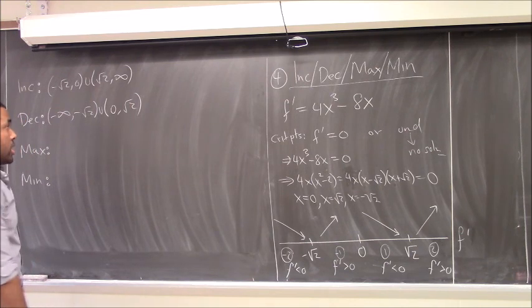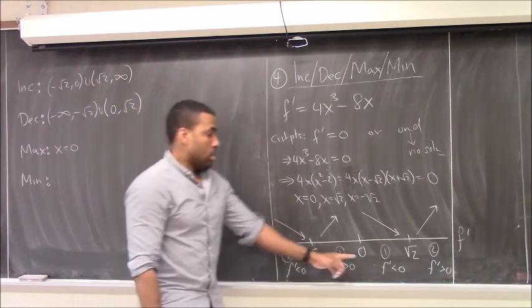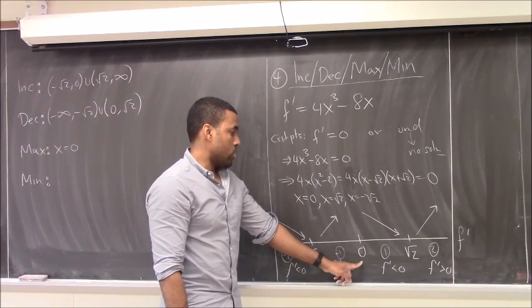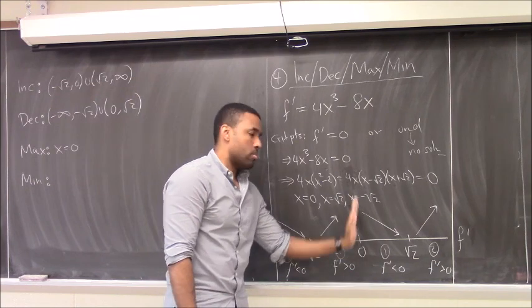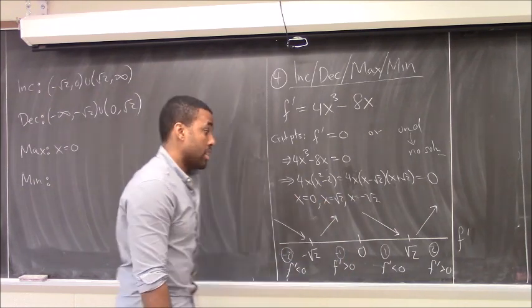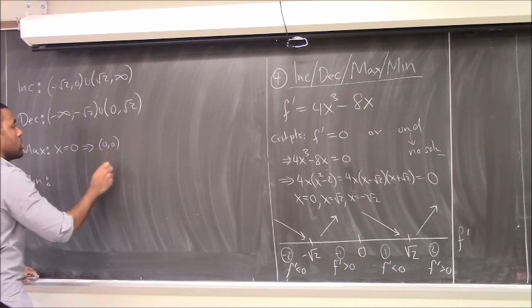At 0, when x equals 0, the function is defined there, so it's continuous. I'm increasing on the left, decreasing on the right, and my tangent line is 0 here, so that actually gives me a maximum. So at x equals 0, which means at the point (0, 0), there is a maximum.